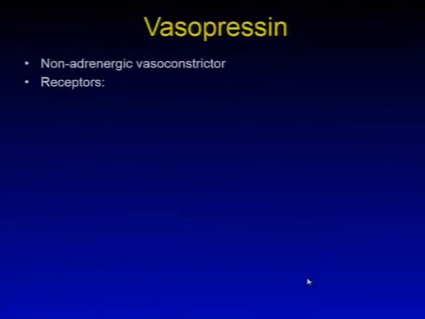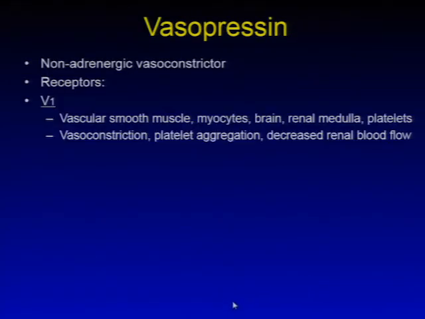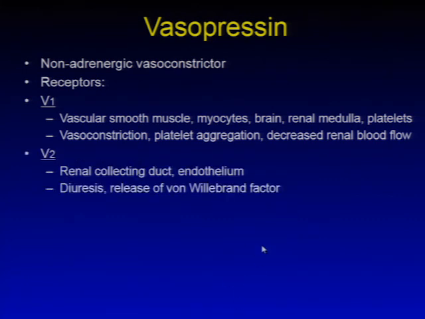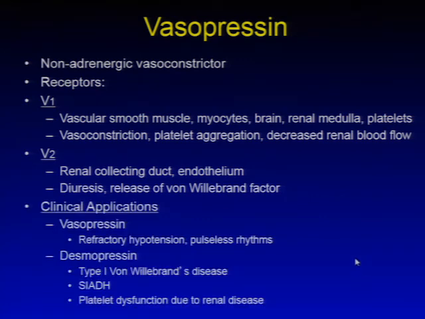As far as our vasoconstrictors, the primary one I wanted to list is vasopressin. This is a non-adrenergic vasoconstrictor. There are different classes of vasopressin receptors. The V1 receptors are primarily in the vascular smooth muscle. The V2 receptors are those receptors in the renal collecting system. Clinical applications of vasopressin include refractory hypotension, as well as part of the ACLS protocol in patients with pulseless rhythms. Whereas desmopressin is an alternative form that's used to treat patients with von Willebrand disease and platelet dysfunction.